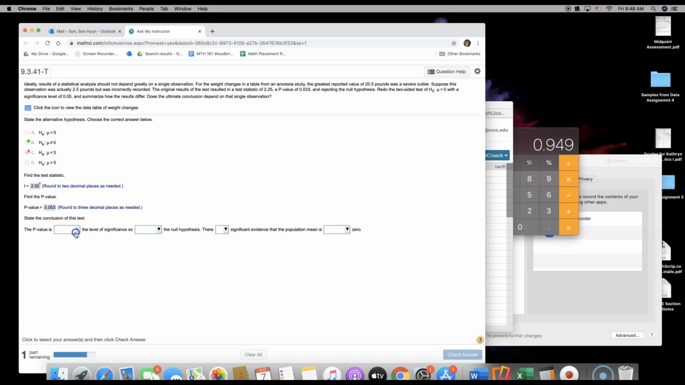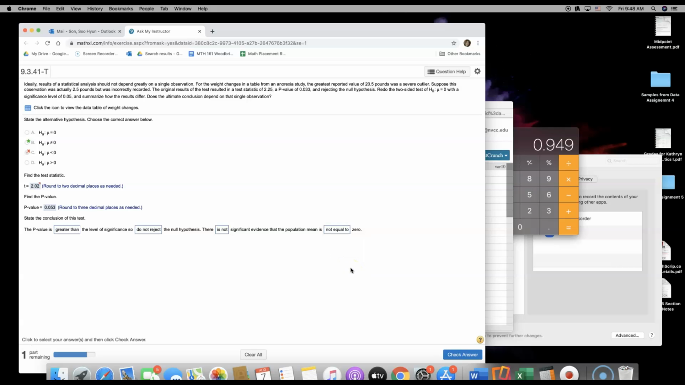Since that p-value is greater than the level of significance, we're not going to be able to reject it. So we do not reject the null hypothesis. There is not significant evidence that the population mean is not equal to 0. Okay, so that's what we're going to have to say.